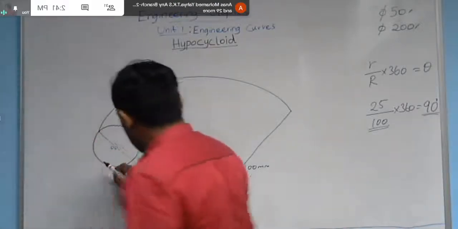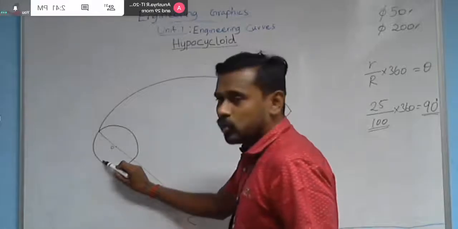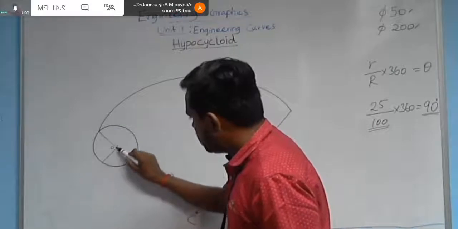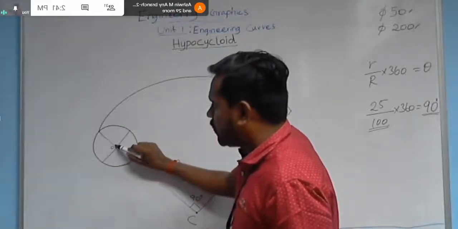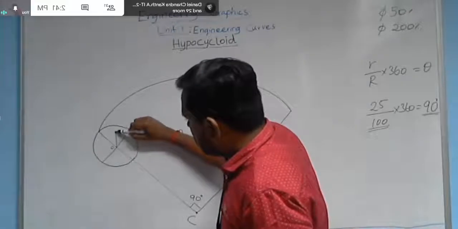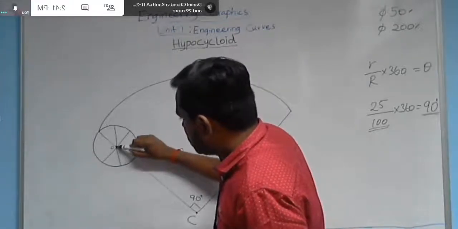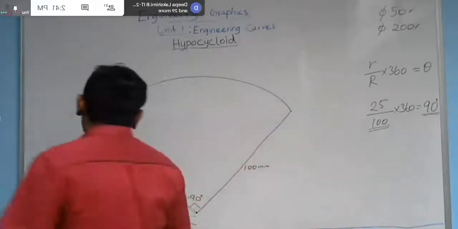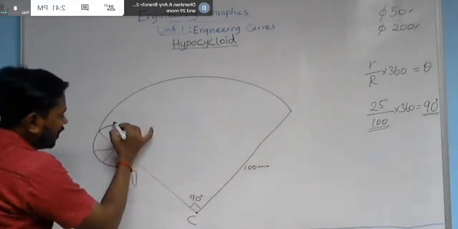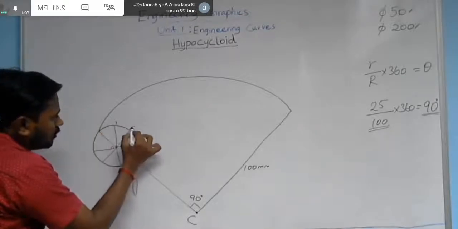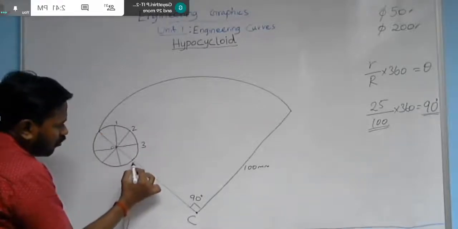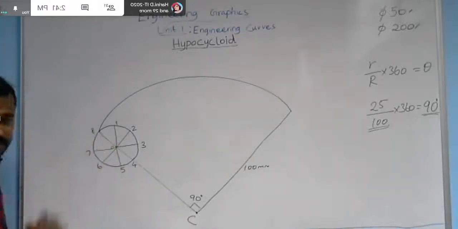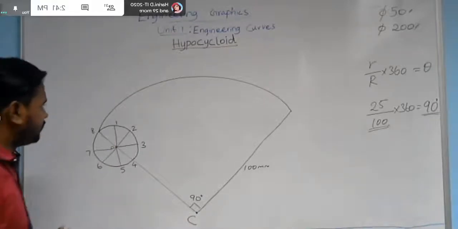As usual, split this generator circle into 8 equal parts. By taking this one as reference, I am drawing one more line perpendicular to that, and with a 45-degree inclination, I am drawing two more lines in order to split this circle into 8 equal parts. I am naming them 1, 2, 3, 4, 5, 6, 7, and 8, or 0, whatever it may be.